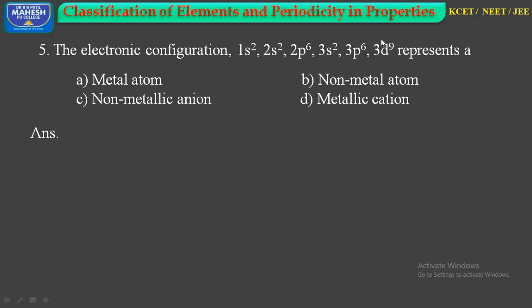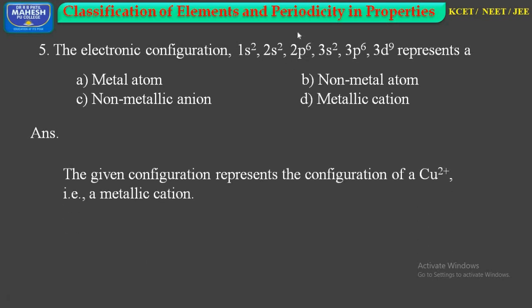the electronic configuration which has been represented here has 27 electrons, that is 1s2, 2s2, 2p6, the first 10 electrons, 3s2, 3p6, the next 8 electrons, so in total 18 electrons, 3d9, so it is 27 electrons. Copper has 29 electrons, 2 electrons are lost to form the cupric cation, which is a metallic cation. So with this, the right answer is option D, metallic cation.